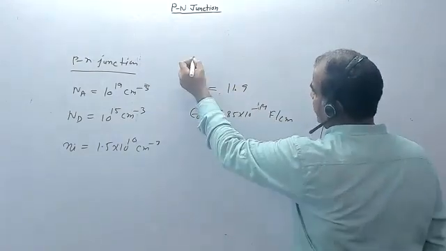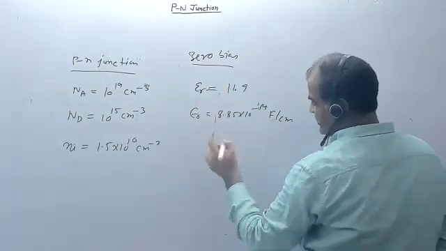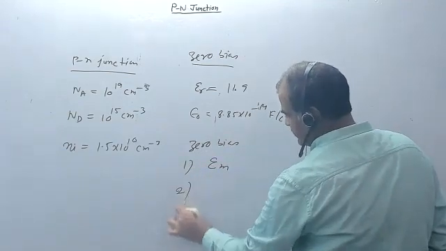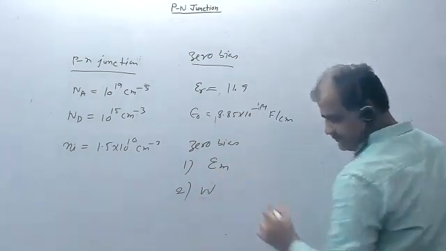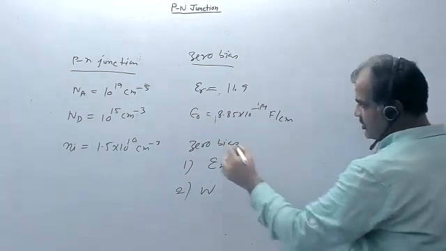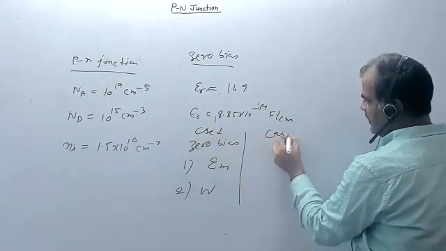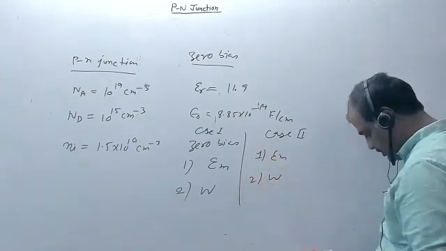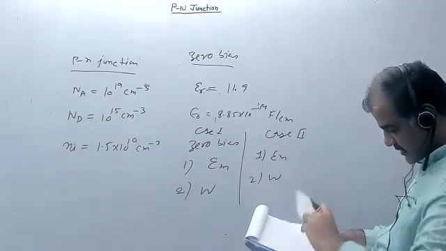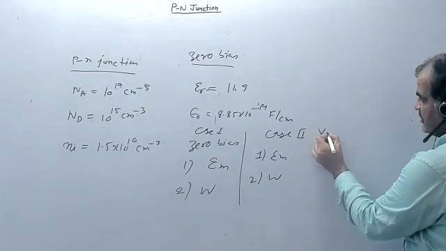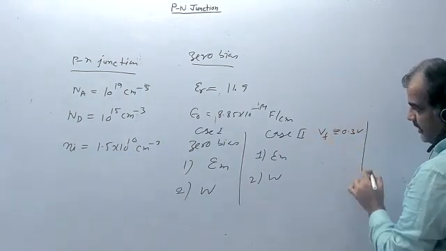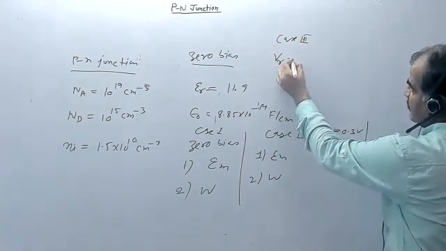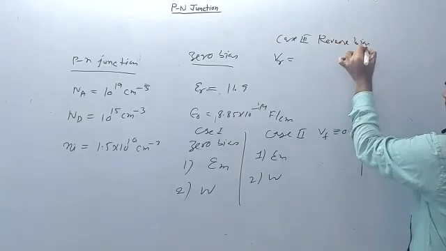And so you have to calculate what? You have to calculate with zero bias. In zero bias case, okay, first case zero bias, you calculate maximum electric field value. Second, you calculate depletion width. Okay. In zero bias case, first question, case 1 zero bias. Case second, same thing with same values, you have to calculate EM and W with applied voltage. Applied voltage is given as 0.3 forward bias. 0.3 volt. Okay, and case 3, you have to calculate when your VR, reverse voltage, reverse bias, VR is given 3 volts.